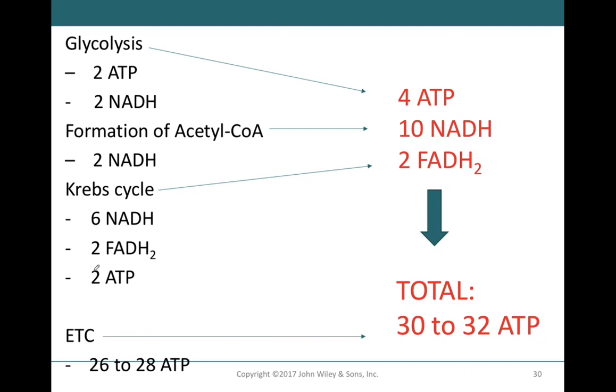So if we add up all of the energy outputs from glycolysis, the formation of acetyl coenzyme A, and the Krebs cycle, we'll get 4 ATP, 10 NADH, and 2 FADH. The NADH and the FADH are going to travel over to the electron transport chain, and that's going to allow the electron transport chain to generate 26 to 28 more ATP than we had, for a grand total of 30 to 32 ATP for every 1 molecule of glucose that is run through cellular respiration.